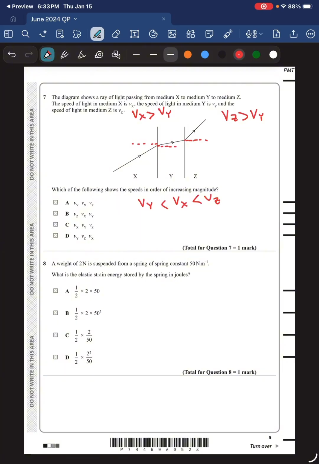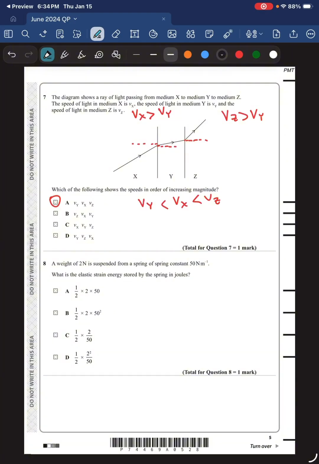And again, the justification for that x is smaller than y is because in region Z, the ray of light bends more than in region x. So the answer is A. And again, this is a question that is irrelevant to people taking the international test.